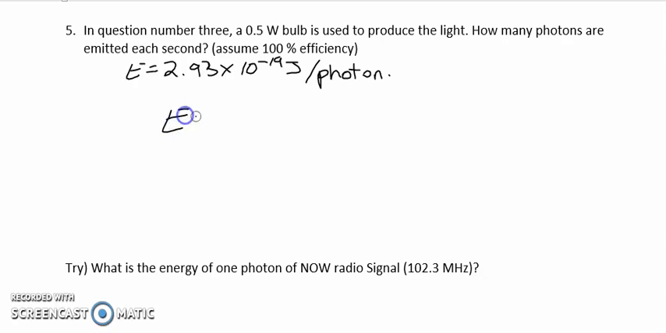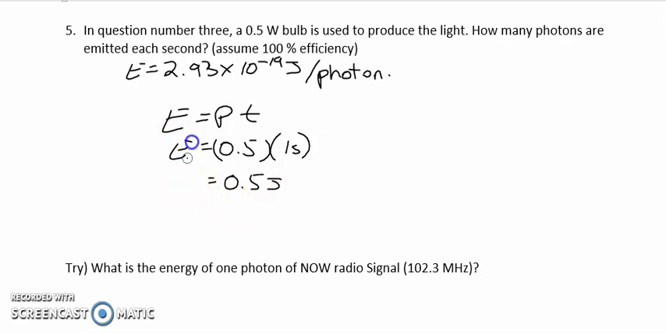Well, in this case, we've got a 0.5 watt bulb, and 1 second of time means that we've got 0.5 joules being produced each and every single second. Now, we're assuming 100% efficiency, meaning that all of the light being produced is that red light that we had in the previous question. But in reality, you're going to get some in various wavelengths. But each one here, we're assuming 2.93 times 10 to the negative 19 joules.